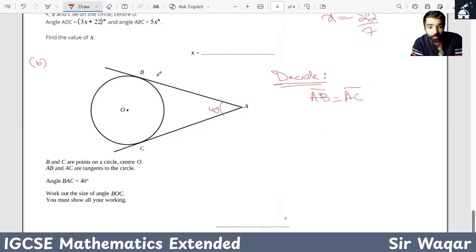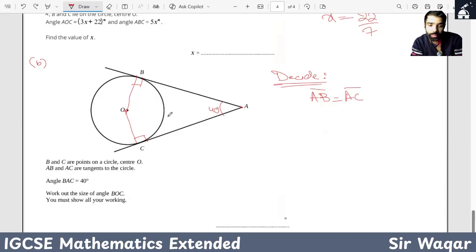What else do we know? This would be the radius. This would be the radius. We do know that tangent and radius are perpendicular, and these two are perpendicular, and what we have to find is the angle BOC. This whole angle we have to find.